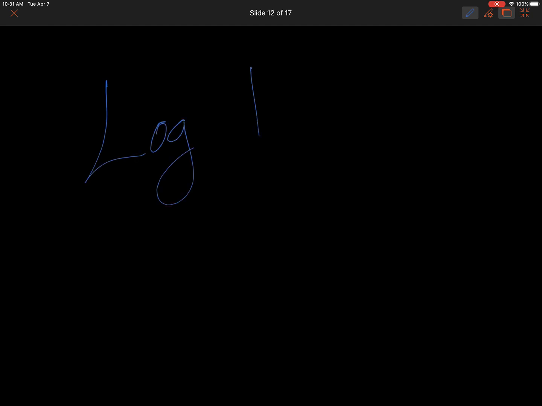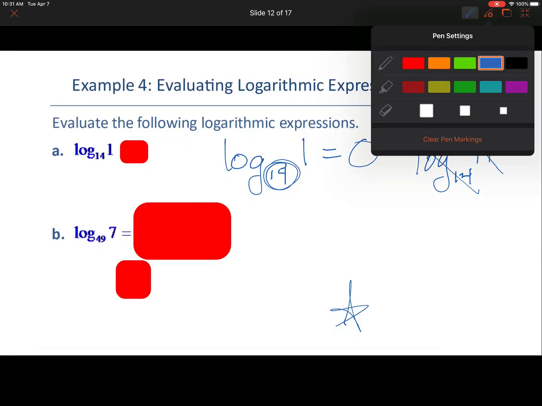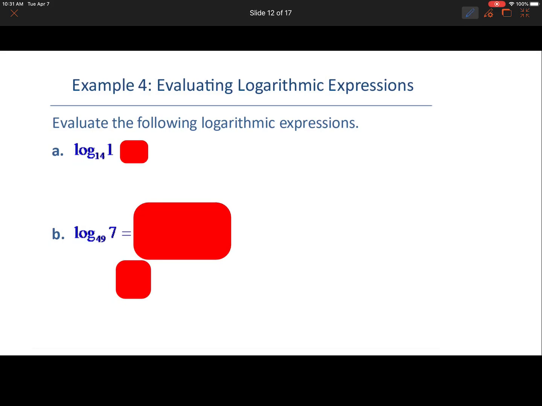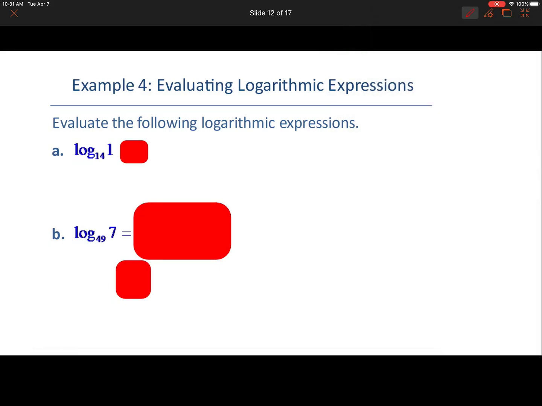Okay, the log of 1, no matter what the base is, it does not matter, that is always going to be 0. No matter what number is here, the log of 1 is 0. Now, once we talk about natural log, the natural log of 1 is also 0 because the natural log is a logarithm. So the log of 1 is 0. Just memorize that. You'll be using that in calculus quite a bit. And so make sure the log of 1 is 0.